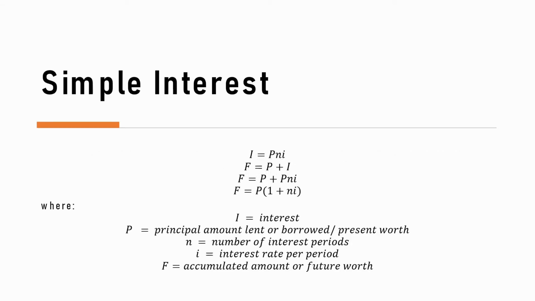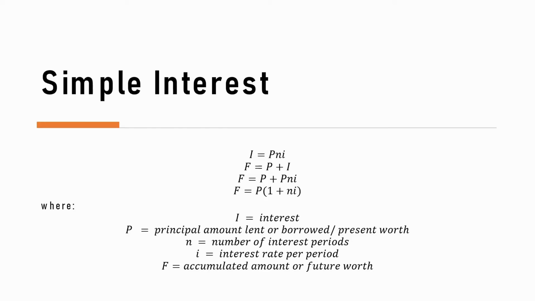So, formula natin dito, simple lang. Yung interest natin is equal to principal multiplied dun sa number of periods and then yung i, yung interest per period. And then yung F is yung accumulated amount or yung future worth. So, future worth, ibig sabihin yun yung dapat bayaran or dapat na ibayad sa'yo dahil dun sa pagpapahiram nung principal amount or nung present worth na tinatawag. So, yung future worth or yung accumulated amount, equal yun sa P plus I or yung principal, dadagdag lang sa interest. So, simpleng concept lang naman, no?